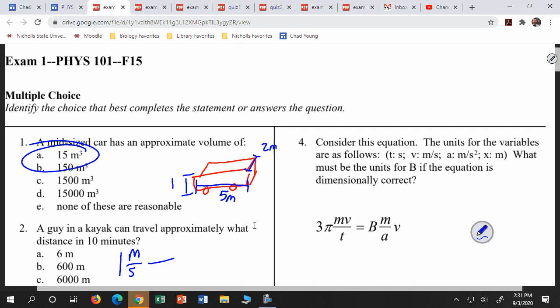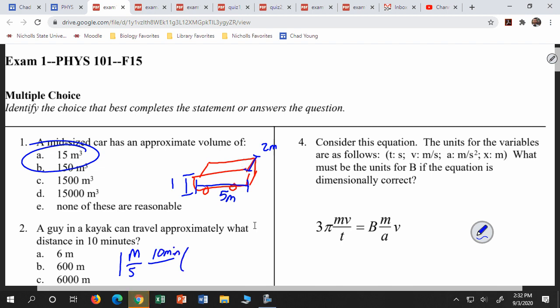And sometimes on these estimation problems, you're going to have to do a conversion. Like you might do the estimation in centimeters, but I ask for the answer in square meters or square millimeters or something like that. So it might be a unit conversion problem combined with an estimation problem. So 1 meter per second over 10 minutes.